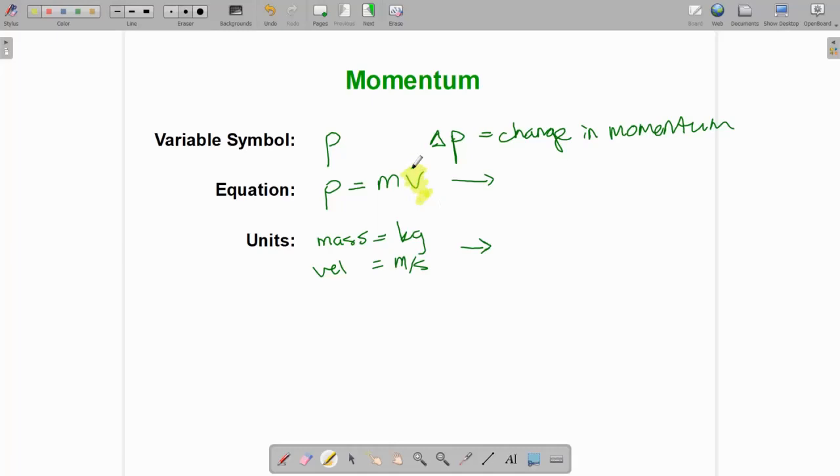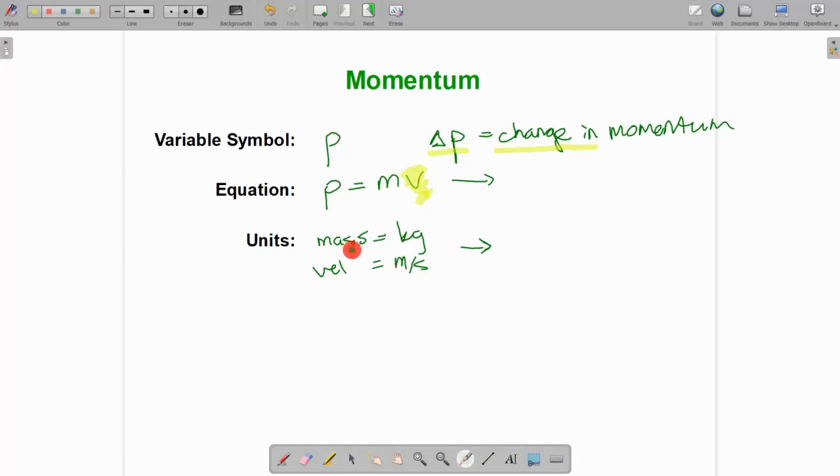I do want you to be aware of this symbol. If you see that triangle, remember that it is the Greek letter delta, and that means the change in. So this is the change in momentum if you see delta P. Why is the symbol P? Don't ask me. But M is already used up with mass and molarity.